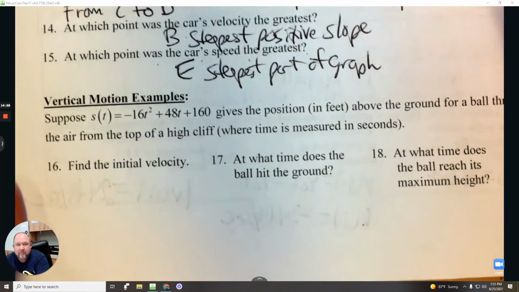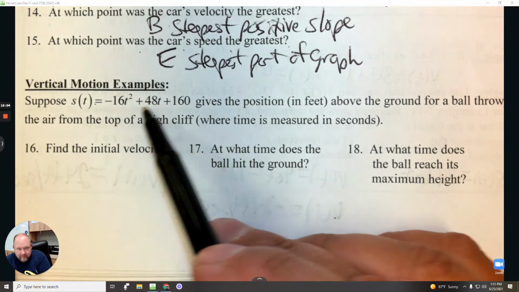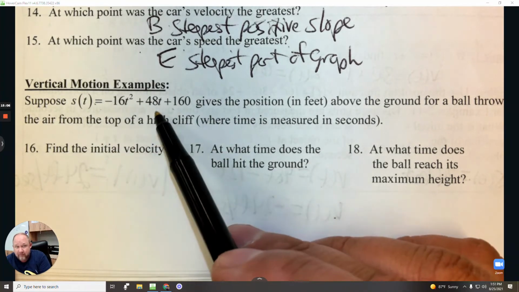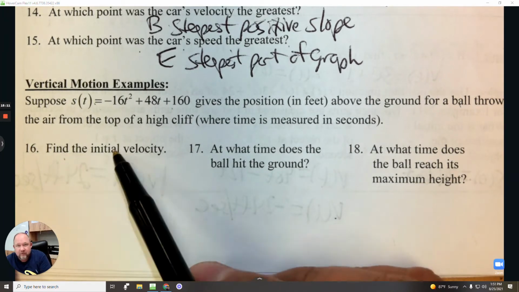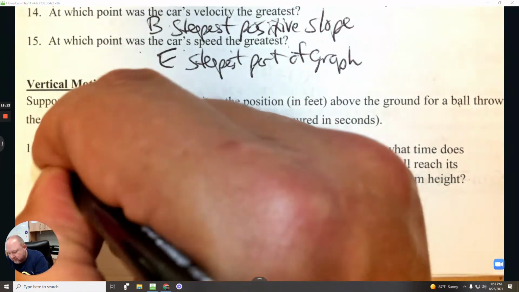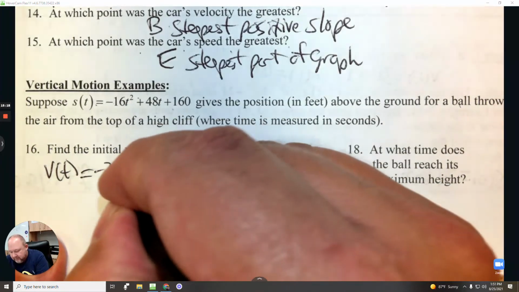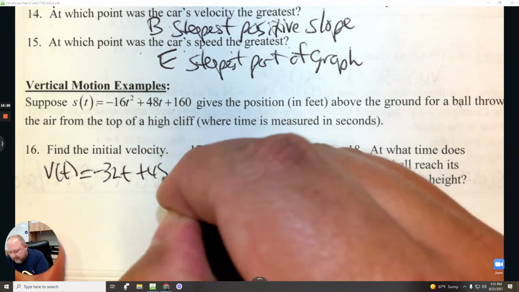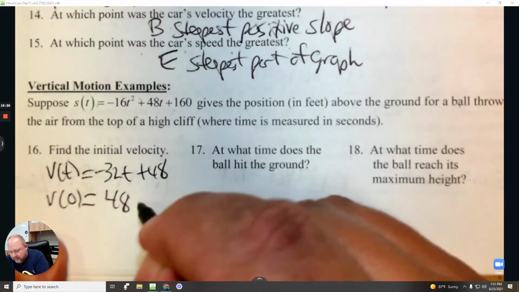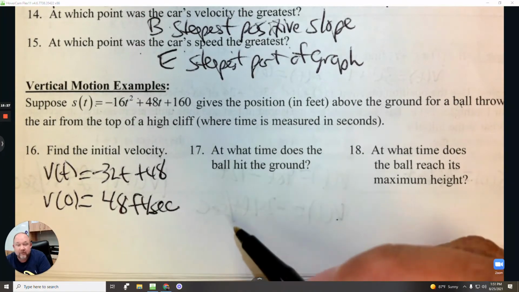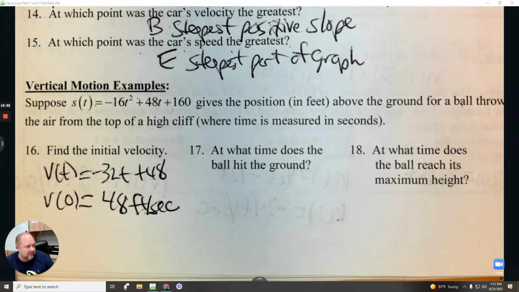Here's a vertical motion example. Suppose the position of a ball is given by this, and it gives you the height of the ball, and you're throwing it off a cliff. The initial velocity, we would have to take the derivative. So 2 times negative 16 and 48. And then I would plug in 0 for the initial velocity. So that would give me 48 feet per second. So the initial velocity, the ball was thrown at 48 feet per second.